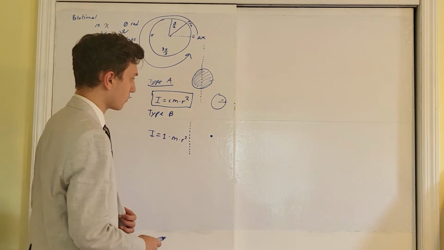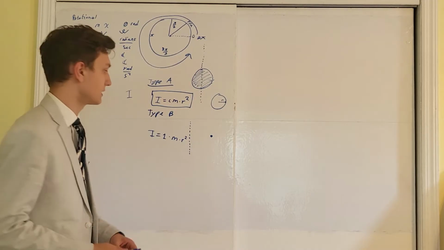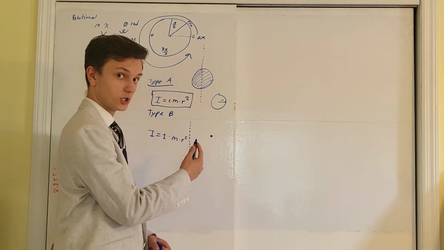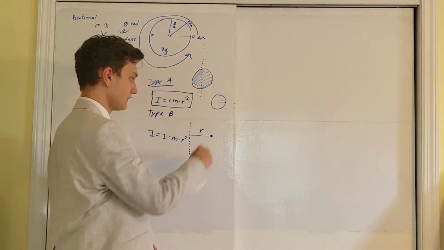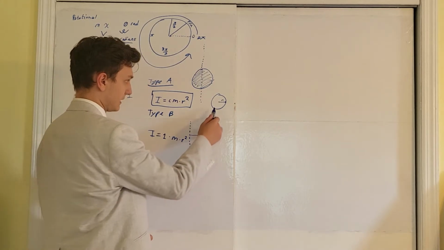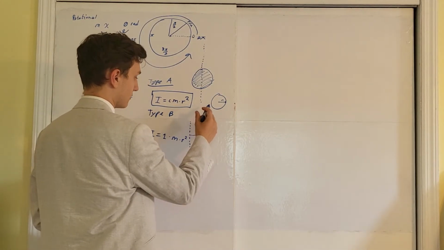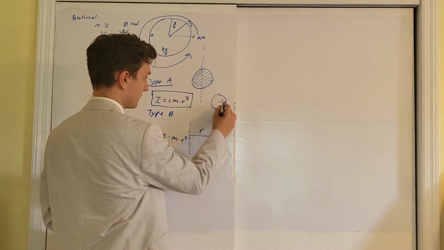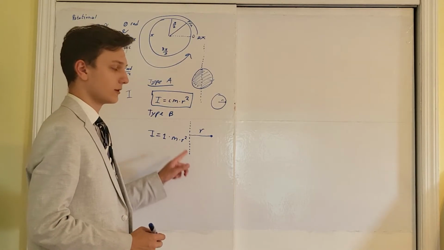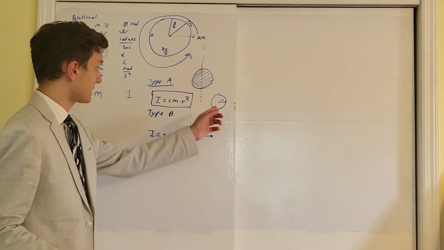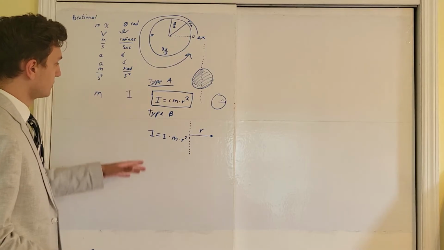But in this example, radius is not asking you for the radius of the shape. It's asking you for the radius of rotation. It's asking you for the distance between your rotational axis and your particle, okay? In this case, the rotational axis happens to be at the center of our sphere. So the radius of rotation is from the center of the sphere to the edge. Make note that the radius of rotation is what is denoted by r, not the radius of your shape. Sometimes they will be the same thing. In this case, they are not. Okay? So remember these two cases.